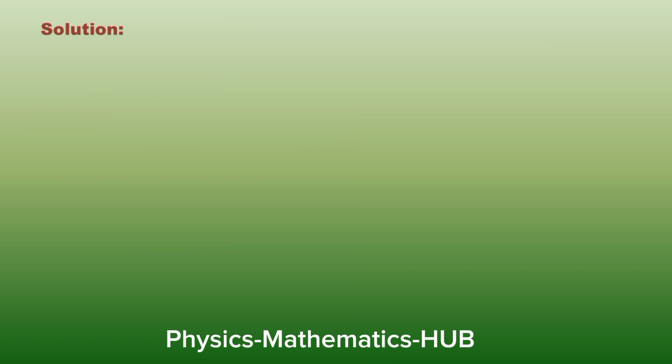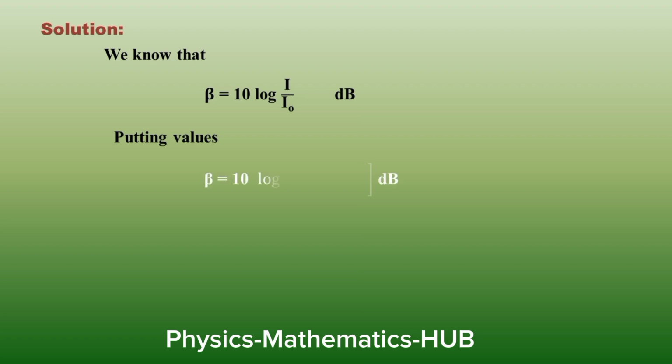Solution: we know that the intensity level is equal to 10 log of I divided by I0 decibel. Putting values, we get beta is equal to 10 log of 8.20 multiplied by 10 to the power minus 2 divided by 1 multiplied by 10 to the power minus 12 decibels.